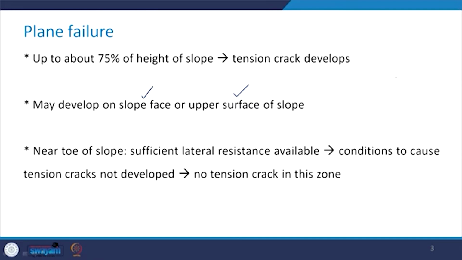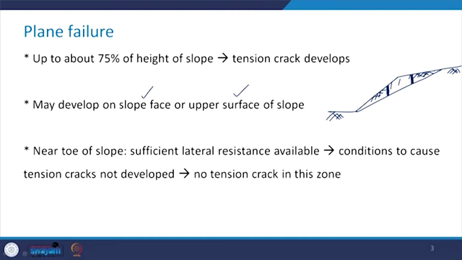So, let us say that this is the slope. And say this is the plane of discontinuity along which the sliding of this block may occur. Now, this tension crack can happen here at the slope face or it can happen in the upper portion of the slope like this. So, depending upon where this tension crack is occurring, we need to carry out the analysis.